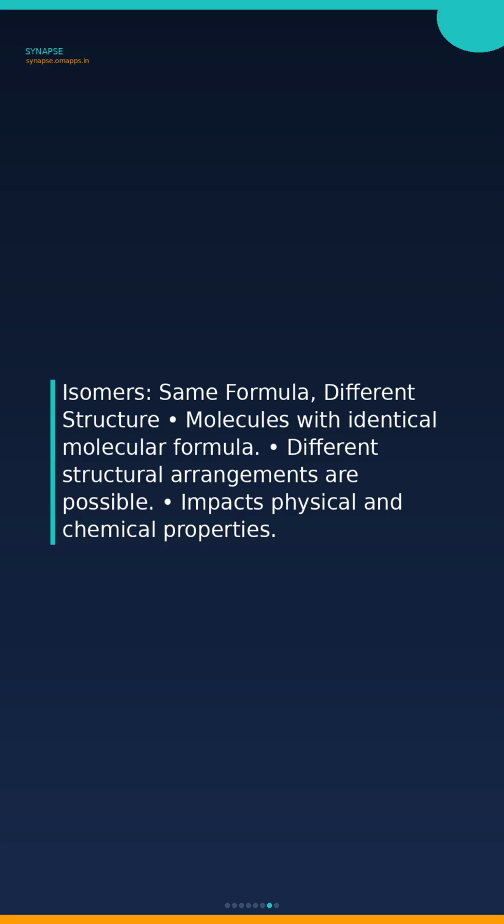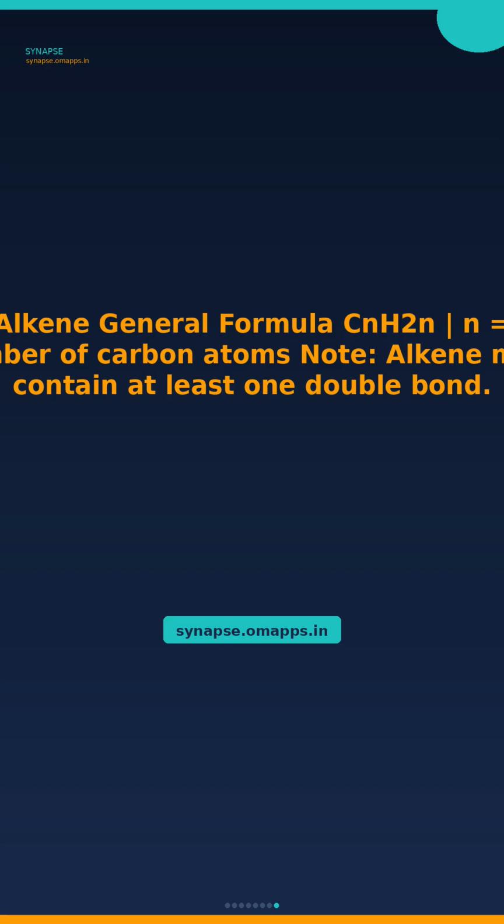Here are some exam tips. Avoid confusing alkanes, alkenes, and alkynes. Examiners look for clear structural formulas. Use IUPAC nomenclature correctly. Great question, right? Let's quickly recap what we've learned. Hydrocarbons are the foundation of organic chemistry. Functional groups determine the chemical properties of organic compounds. Isomers have the same molecular formula but different structures.